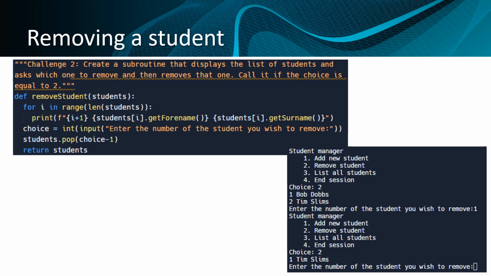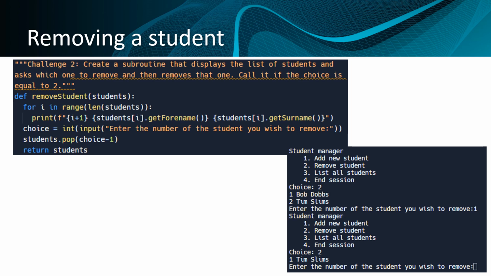Now that the user has seen the list, they simply enter the number of the student that they wish to remove, and using the Python list method pop, we're able to remove the particular student that they choose. Remember that when we were outputting our list, we said i plus 1, so we'll need to take 1 away from their choice in order to remove the correct student from the array. We then return the students array back to the main program.